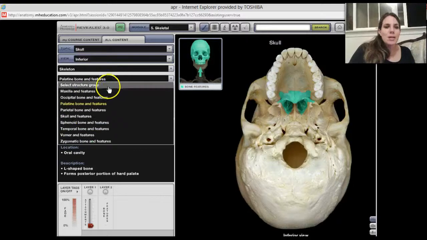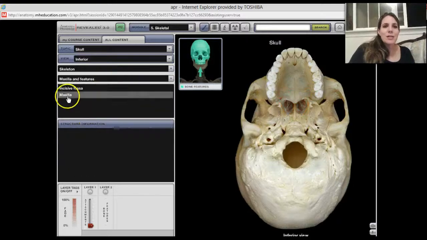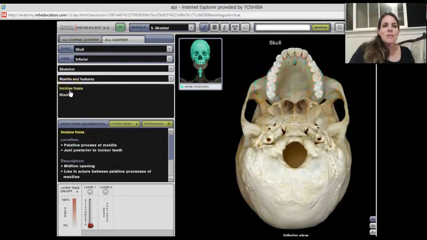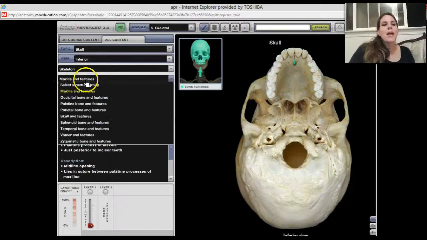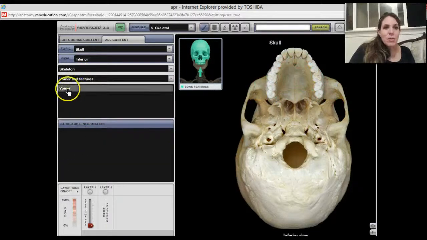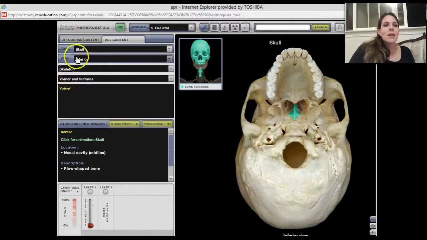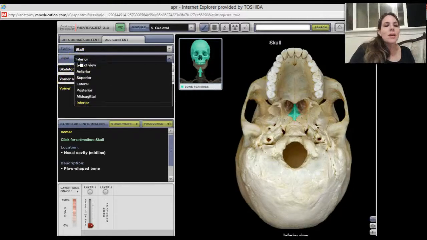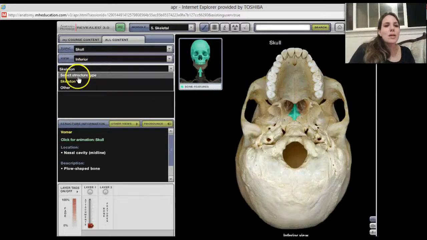What else do we got here? Here's your maxilla with the incisive fossa right there. Let's look at the vomer. Your vomer.